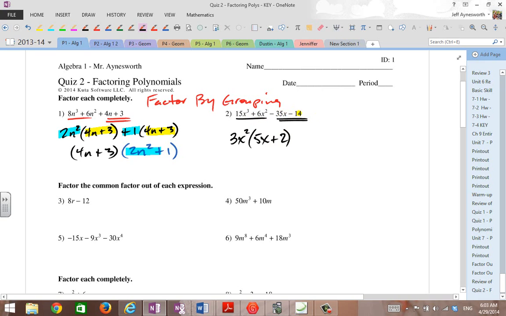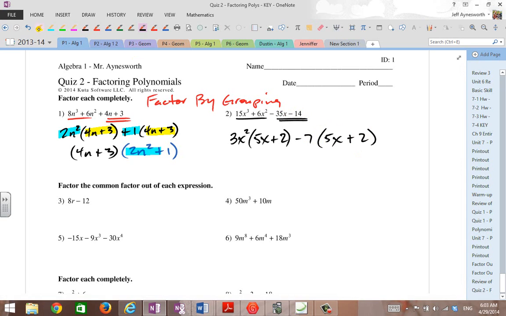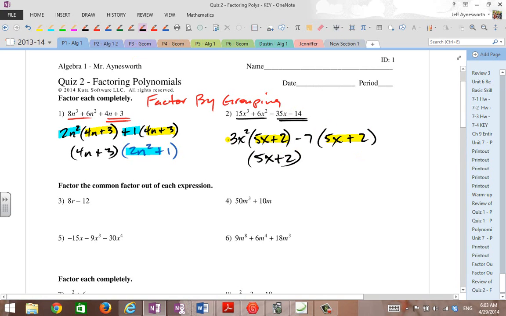And on the second group here, I noticed that there's a negative in common, and they're both divisible by 7. So I've got to factor out a negative 7. Since negative 7 times 5x is negative 35x, I'm good there. And negative 7 times a positive 2 gives me that negative 14. I've got the second group. They obviously have a 5x plus 2 in common, so we're going to factor that out. And I multiply it by the remaining terms, 3x squared minus 7. That goes in my second group, right here, 3x squared minus 7.